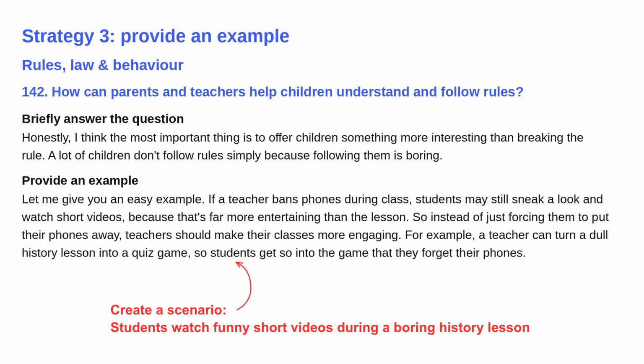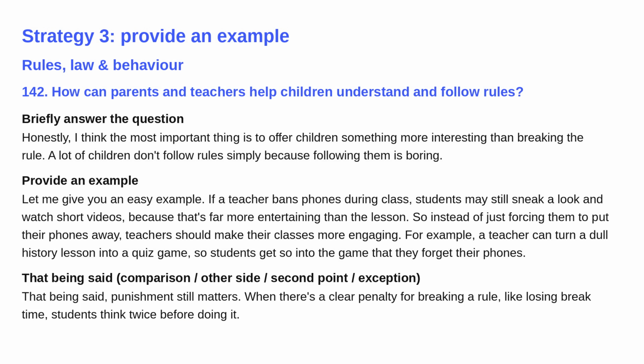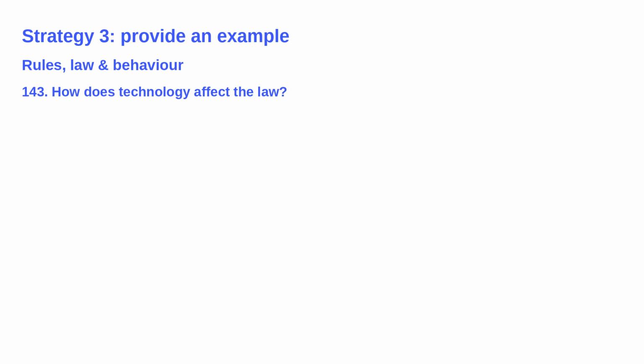So instead of just forcing them to put their phones away, teachers should make their classes more engaging. For example, a teacher can turn a dull history lesson into a quiz game, so students get so into the game that they forget their phones. That being said, punishment still matters. When there's a clear penalty for breaking a rule, like losing break time, students think twice before doing it.